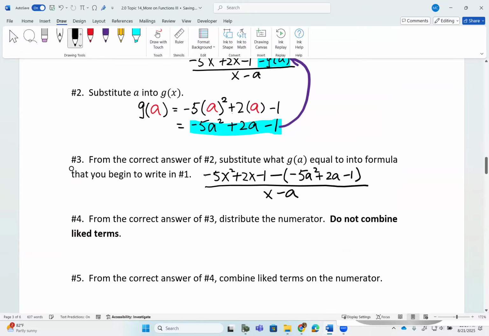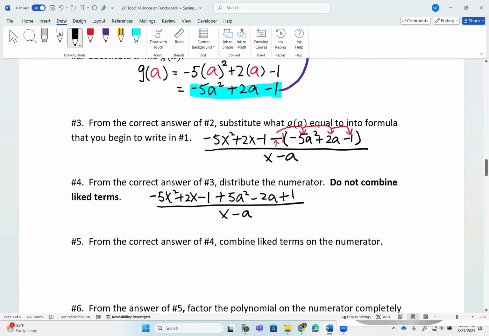All right, so for the answer we just wrote, distribute the numerator, because since my g of a, these 3 terms is inside the parentheses, so I will need this negative 1 to do a distribution to bring out these 3 terms. So negative 5x squared plus 2x minus 1 still there. Negative 1 times negative 5a squared is positive 5a squared. Negative 1 times positive 2a is negative 2a. Negative 1 times negative 1 is positive 1. Everybody still over x minus a.